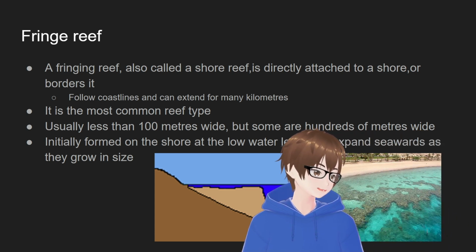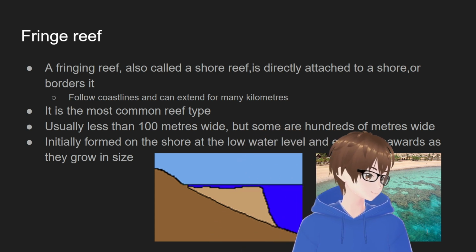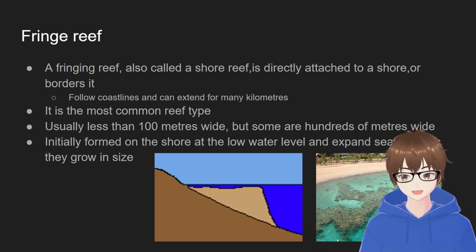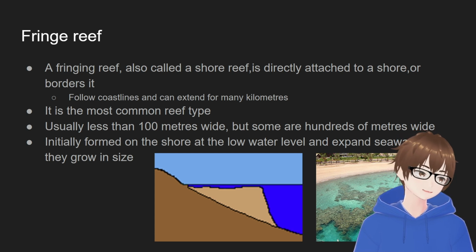And then I have a picture here of an actual fringe reef that's very similar. It's the most common reef type, and usually less than 100 meters wide, but some are hundreds of meters wide. Initially formed on the shore at a low water level, they expand seaward as they grow in size. So they'll start growing very, very close to the shore, and then they'll start growing very, very far out.